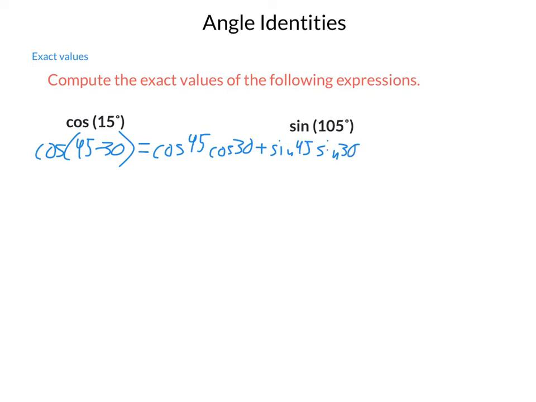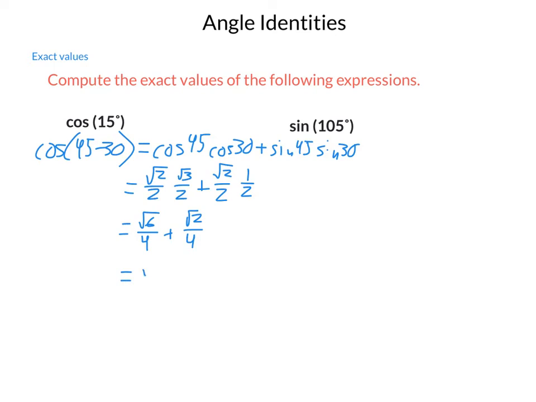Running a little bit over here. So what are these exact values from our unit circle? Cosine of 45 degrees is square root of 2 over 2. Go multiply that by the cosine of 30, which is square root of 3 over 2. To that we will add sine of 45, which is also root 2 over 2, and sine of 30, which is 1/2. So applying all the algebra and mathematical pieces that we have, our square root of 6 over 4 plus square root of 2 over 4. Nicely, we have common denominators.